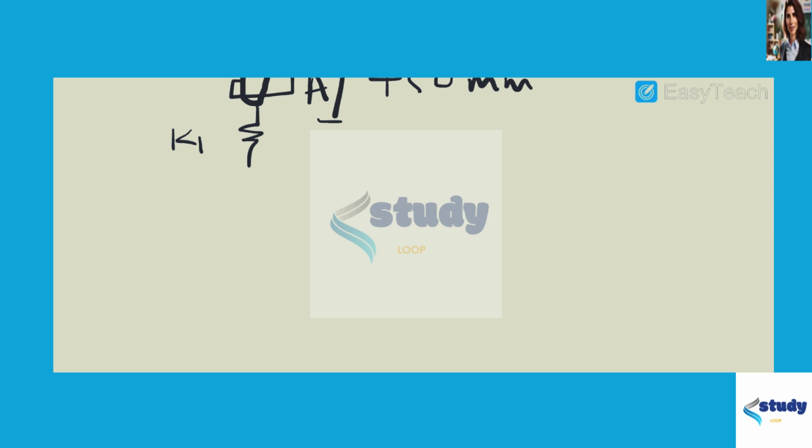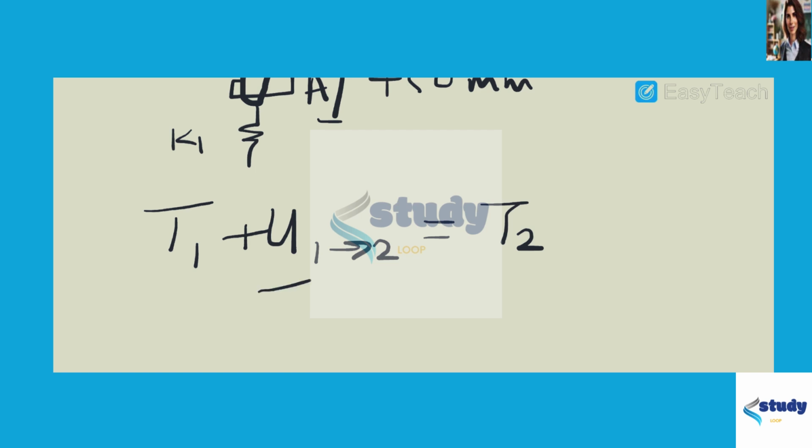So we're simply going to say that kinetic energy at 1 plus the potential energy from 1 to 2 is going to equal the kinetic energy at 2. We know that the collar is starting at rest, so T1 is just going to be equal to 0.